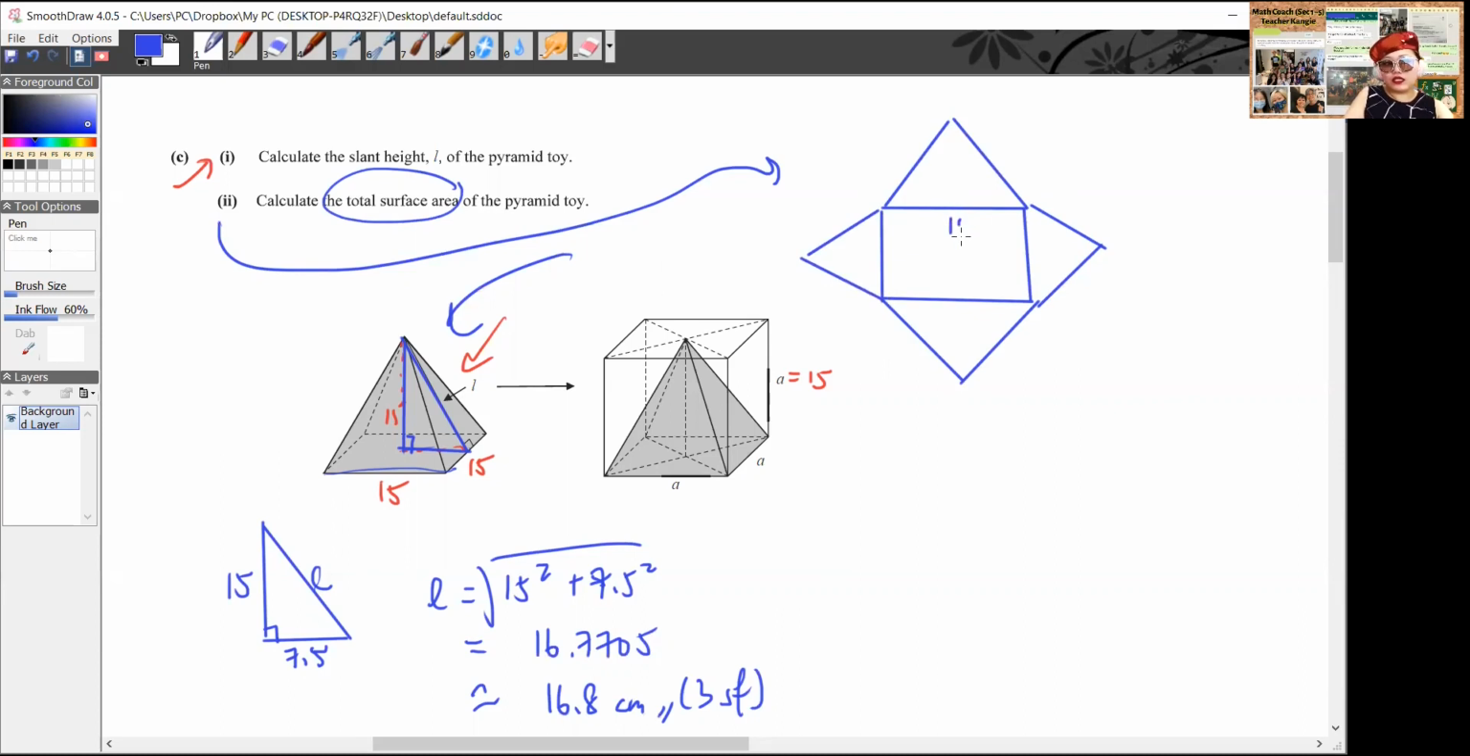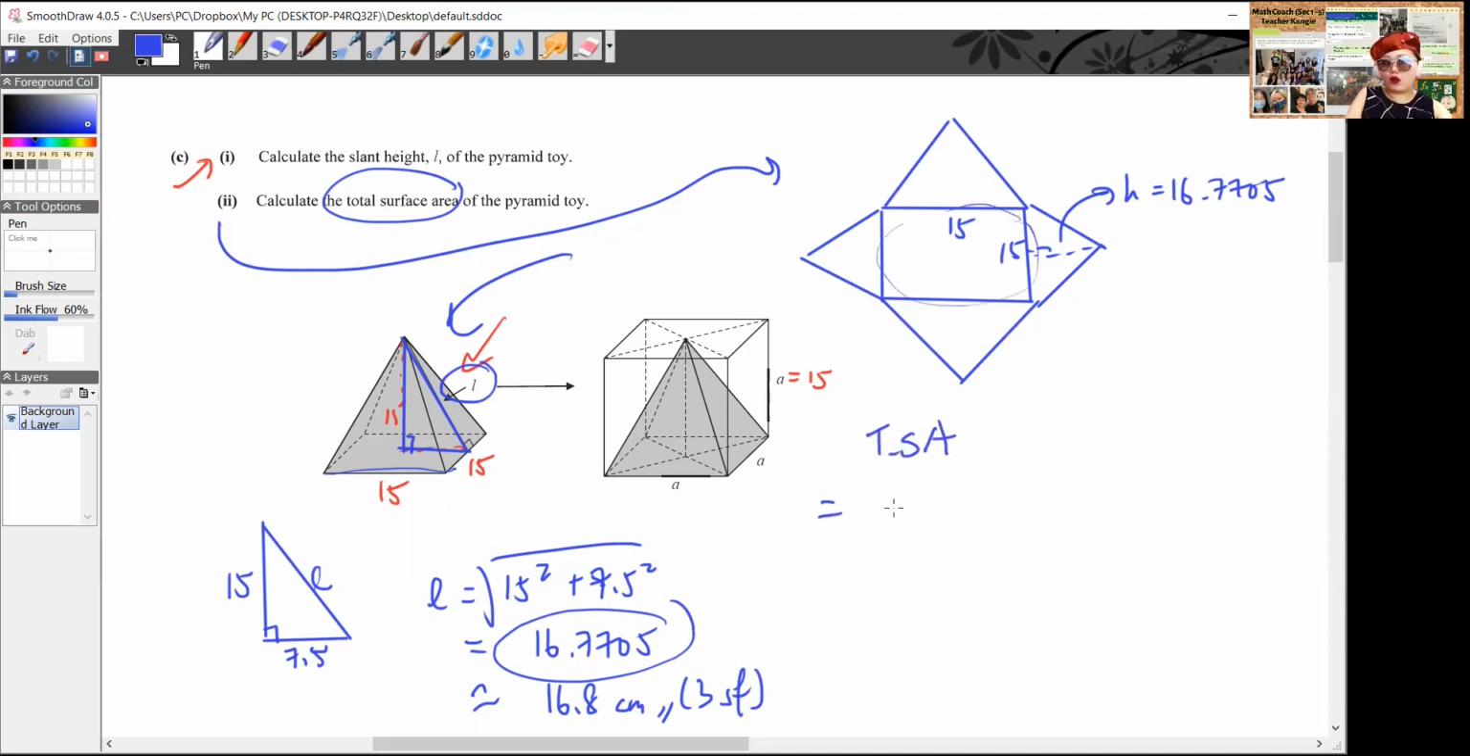So we know this is 15 by 15. Okay, so this is a square base. Okay, so it's not a rectangle, it's a square. So 15. So in other words, the 4 triangles will be identical. Okay, so now next is, this is the slant height which you have just found, which is 16.7705. Always take the long one. Okay, and then after that, so now we are ready to find the total surface area.